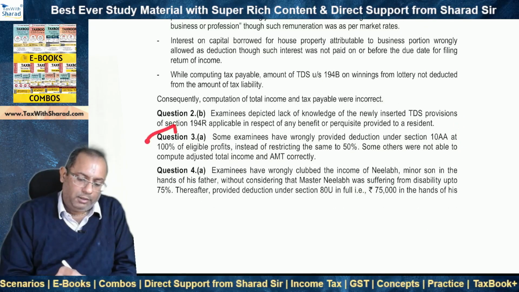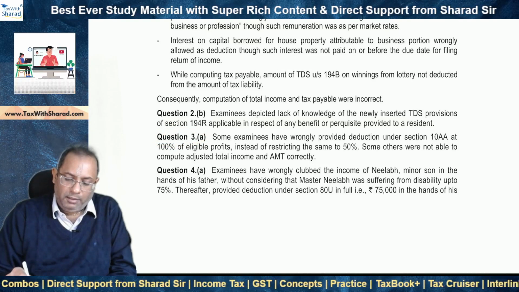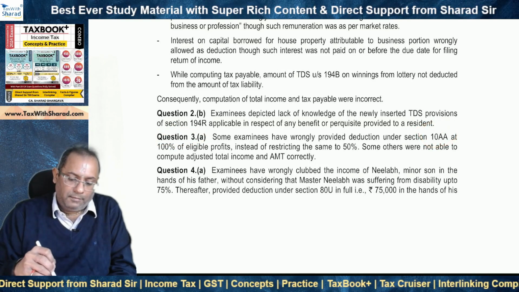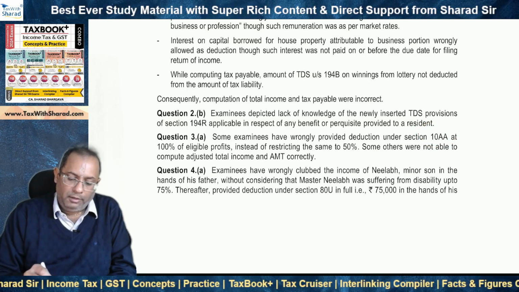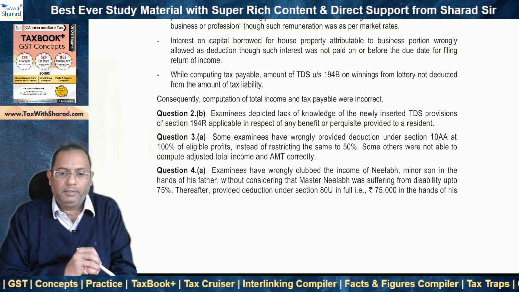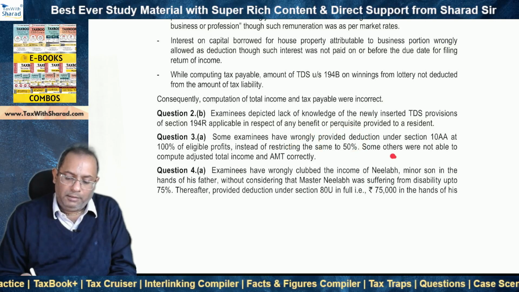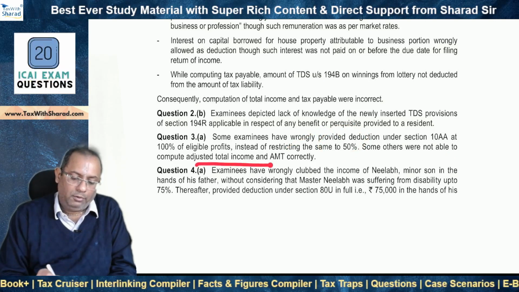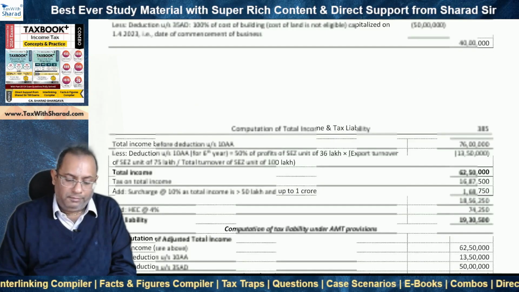Next is question number 3A. In this case, the students were supposed to compute deduction under section 10AA, and the mistake that they committed was they wrongly provided deduction under section 10AA at 100% of eligible profits instead of 50%. And some others were not able to compute adjusted total income and AMT correctly. So what was the question?